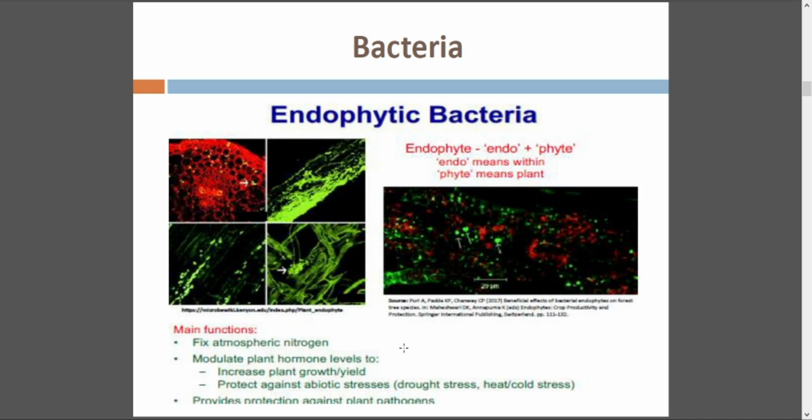The other example is the endophytic bacteria. Endophytic comes from the words endo and phyte. Endo means within and phyte means the plant. So this bacteria is within the plant. This bacteria has quite a number of functions, but the main functions are to fix atmospheric nitrogen and to modulate plant hormone levels, because it is found within the plant, and by so doing there is normally an increase in plant growth or plant yield and protection against other stresses.